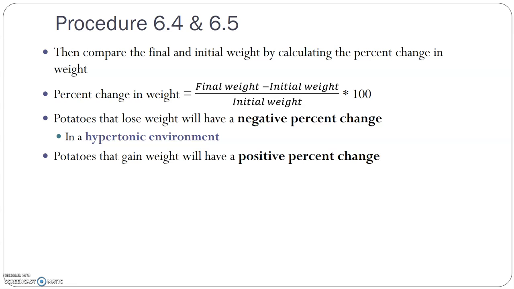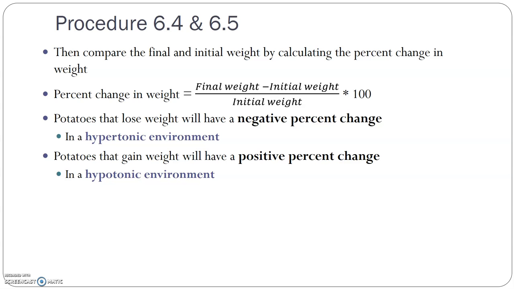Potatoes that gain weight will have a positive percent change in weight, and that means that this one was in a hypotonic environment because, again, if you remember what we were talking about earlier, if you're in a hypotonic environment, then the water is going to move into the cell and it's going to swell that cell up, which means it's going to gain weight, right? We can actually physically measure that. So you're going to do this for your 3 potatoes. Take your initial weight, let it sit for an hour, and then take your final weight.